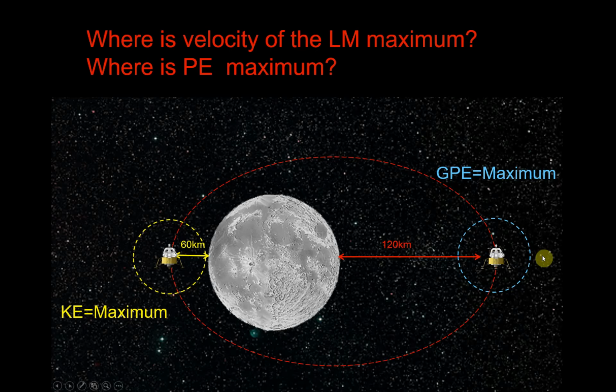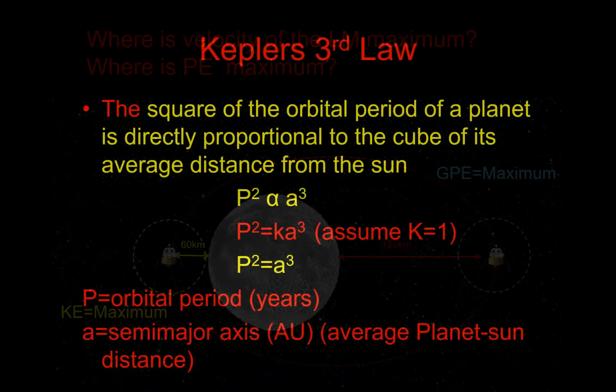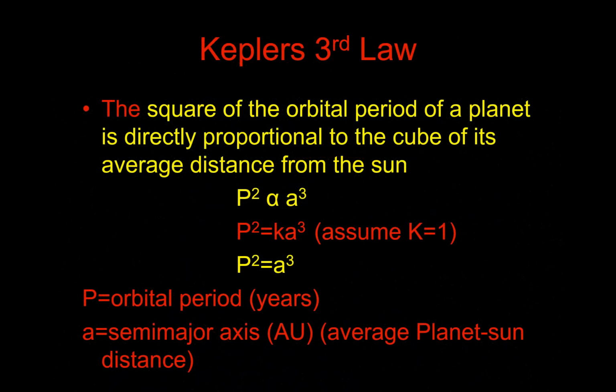That means the lunar module is moving more slowly here and more quickly here. If kinetic energy is a maximum, half of mv squared is maximized. Over here, GMm over r is maximized. And that leads us into the third of Kepler's laws. And as I said, this is the only one that has an equation associated with it. And that equation essentially is p squared equals a cubed.